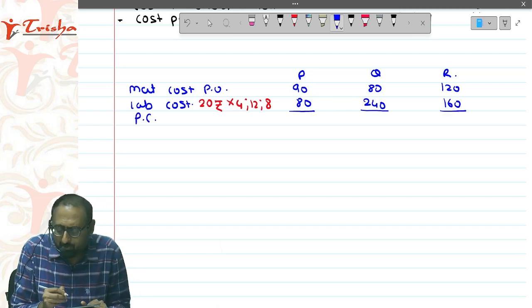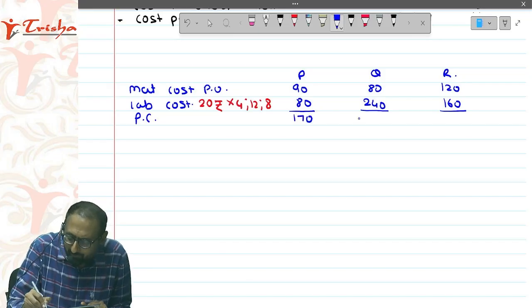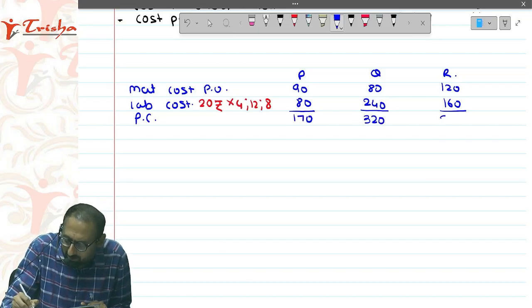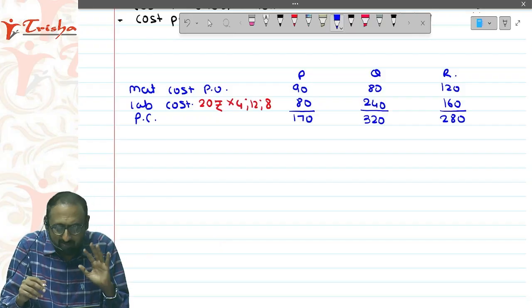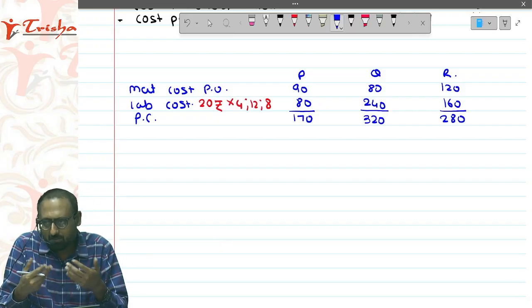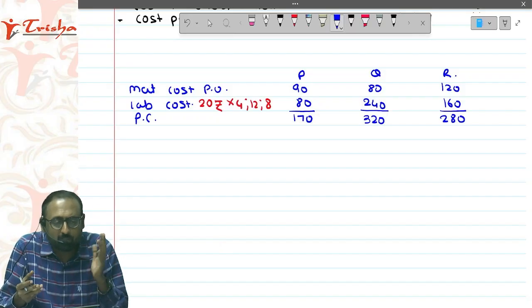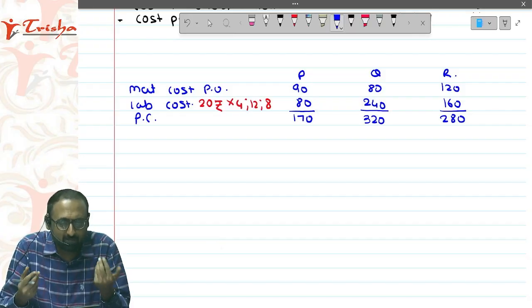So what will be your prime cost in the first scenario? Is it 170? Is it 320? Is it 280? Yes or no? Please check our answer. If anyone has the answer also, please check, because, Sirji, I am solving orally. Problem means wrong can be there.